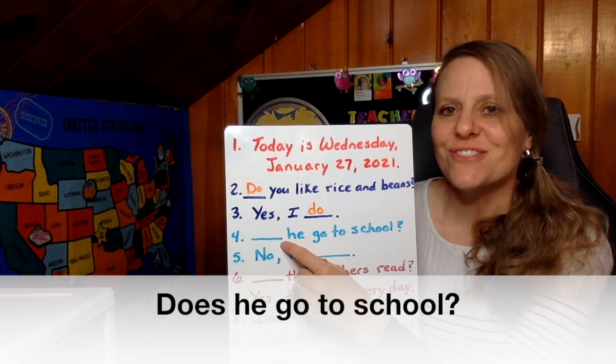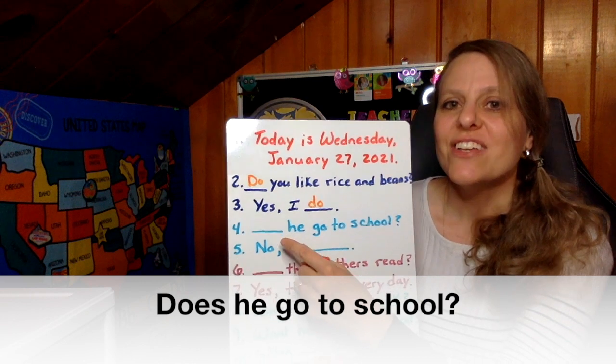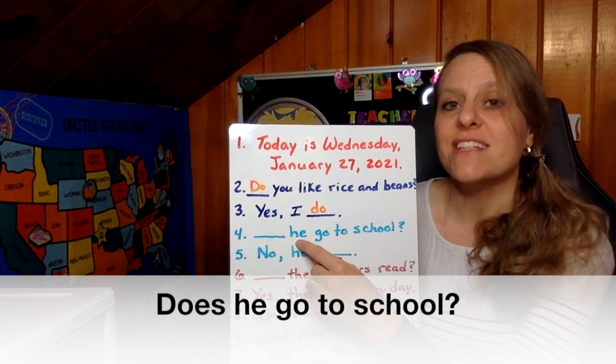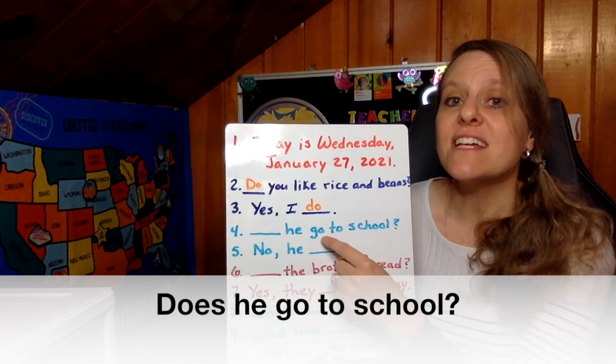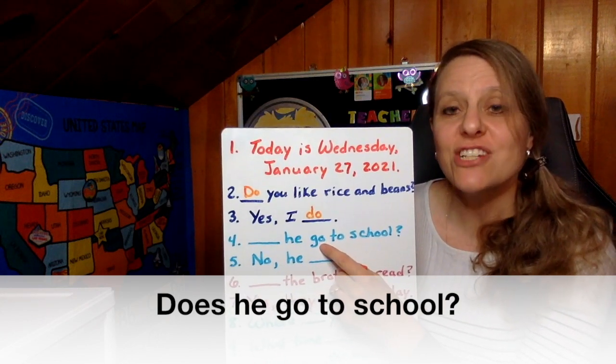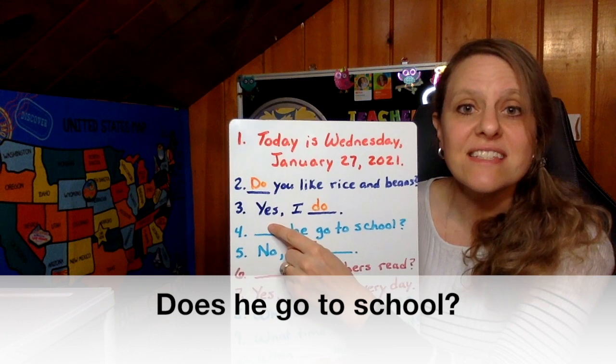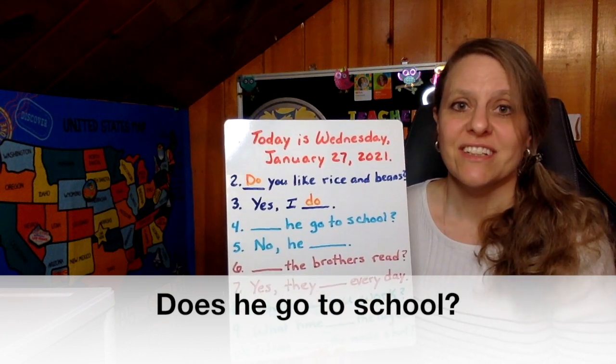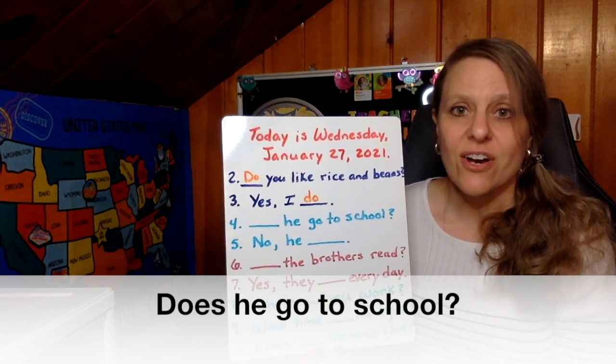And when writing a question like number 4, does he go to school? You should have does because the subject is he. But also notice that go is in the base form. You don't have to change go because does is already changed. Does he go to school?